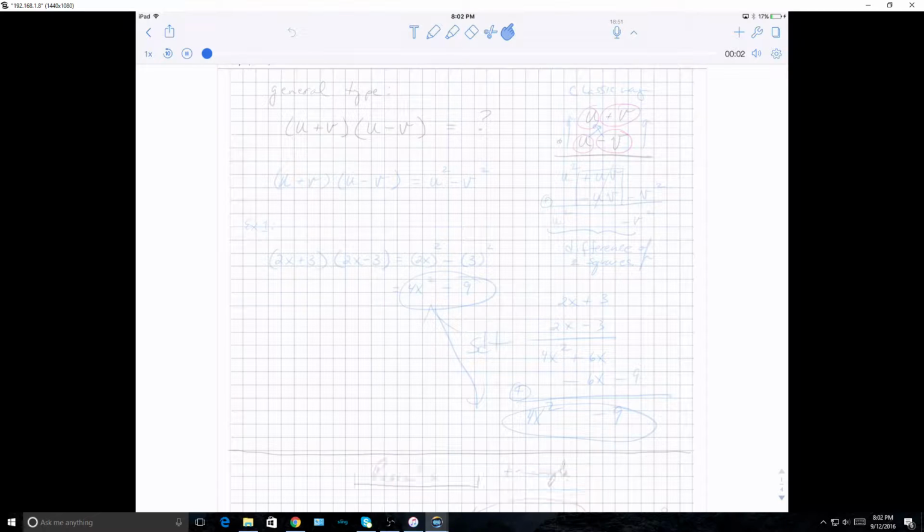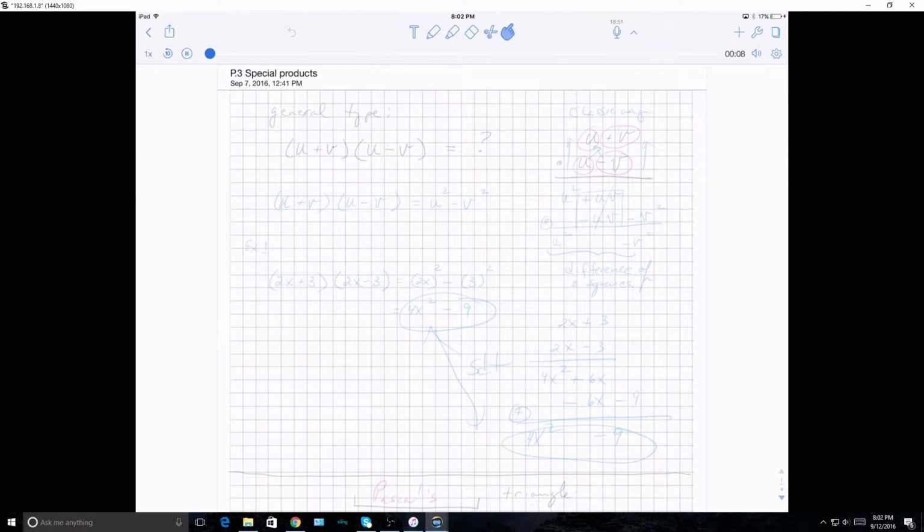All right, multiplying polynomials and special products. There's really one very big special product that you need to pay attention to, and hopefully you'll see exactly why. But let's use the very general type to look at this.